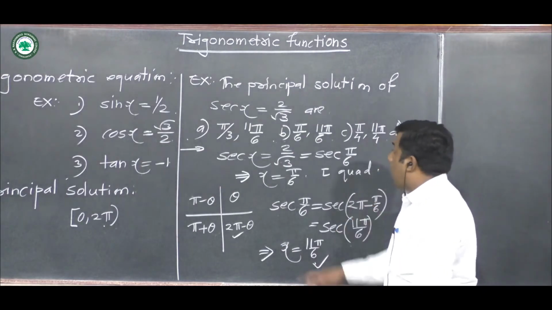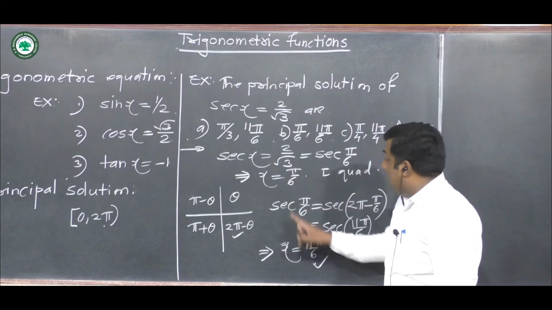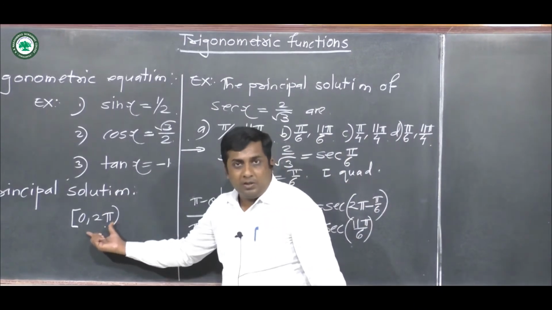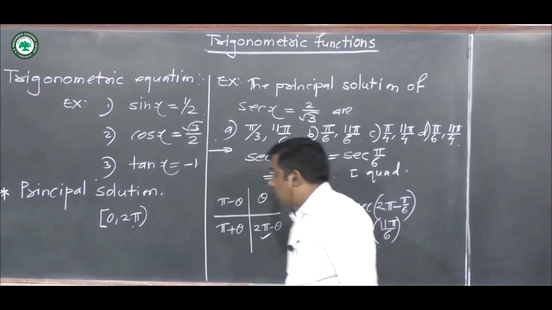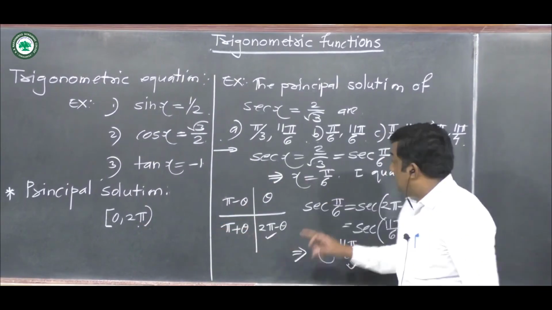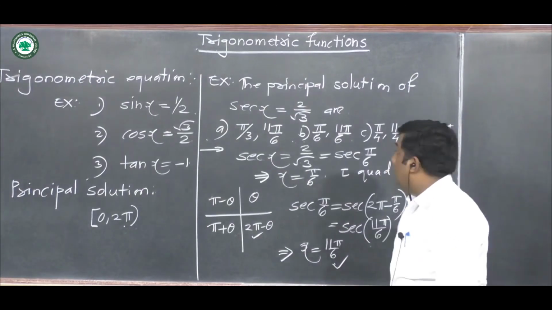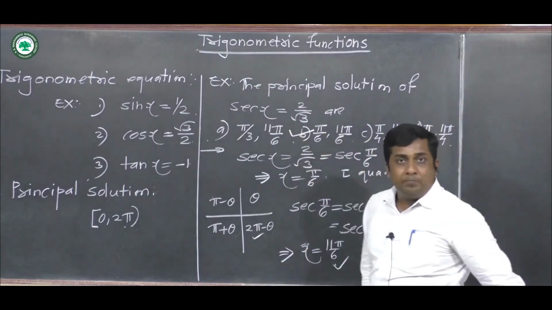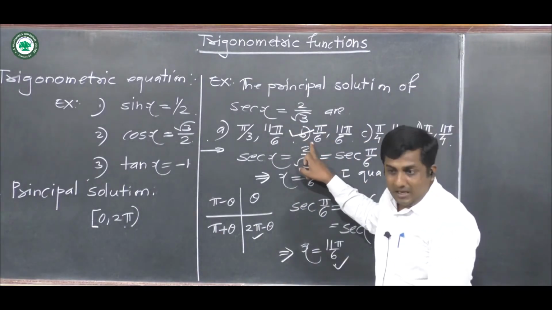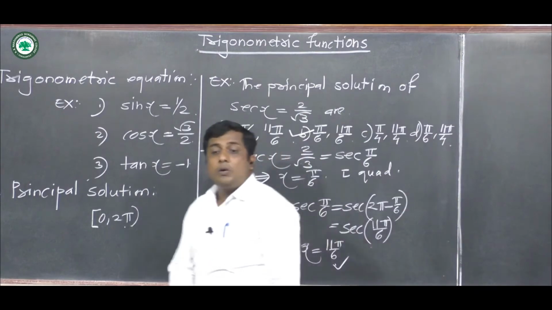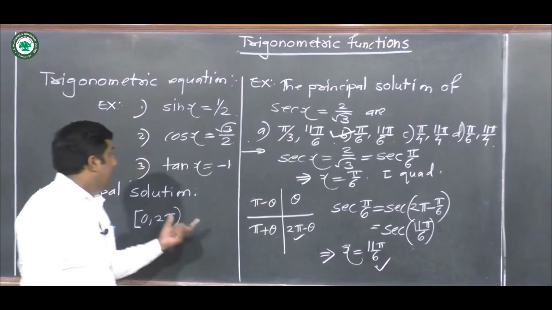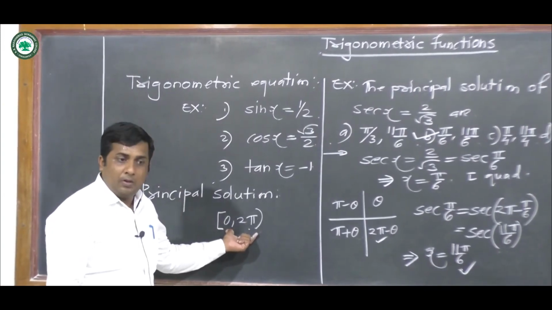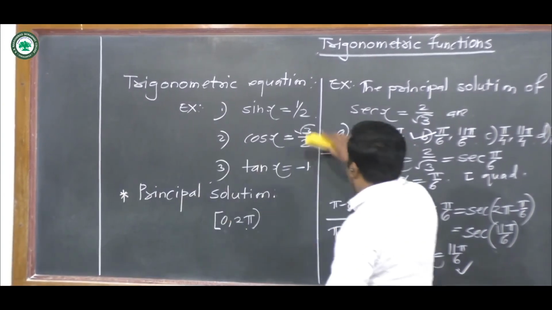Now here we know both the angles pi by 6 and 11 pi by 6 lie in this interval. Since these two lie in this interval, these two are principal solutions. So here the correct option is B. Okay, so here we use the allied angle form and we use our definition of principal solutions directly. Now we go with our second example.